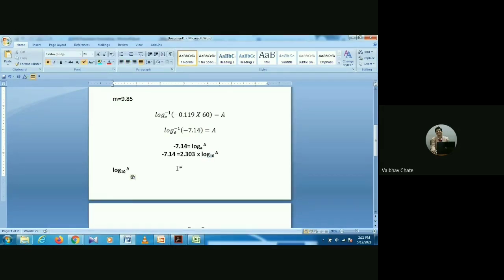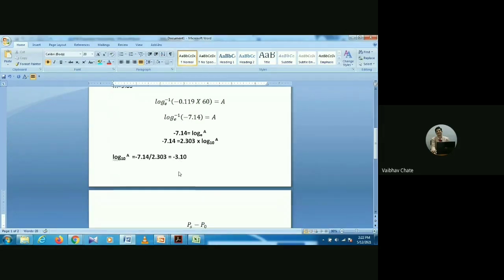This is nothing but minus 7.14 divided by 2.303. How much will you get? Hello? Anybody there? Yes sir, I thought I had gone offline. So minus 3.104. Okay, this is the value of log A that we got.